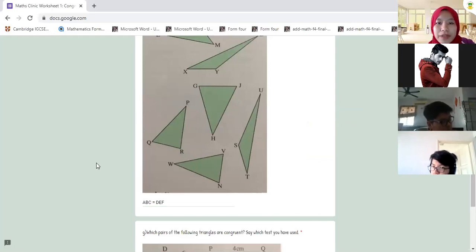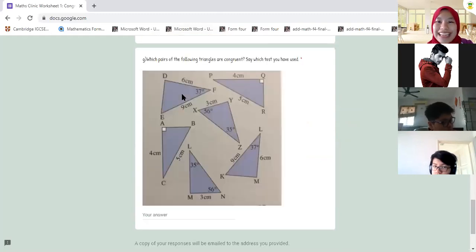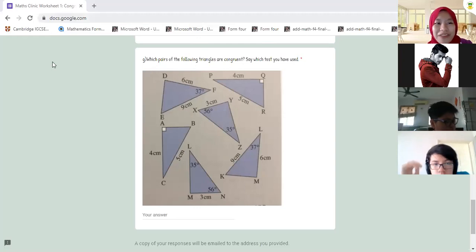Which pair of the following triangles are congruent? This time I would say it will be easy for you to answer. You know why? Because you have the measurements there. Now everyone, can you tell me which pair of the following triangles are congruent? Everyone is very quick, very responsive in the Zoom group chat. They can tell which triangles are congruent because they have the measurements there.